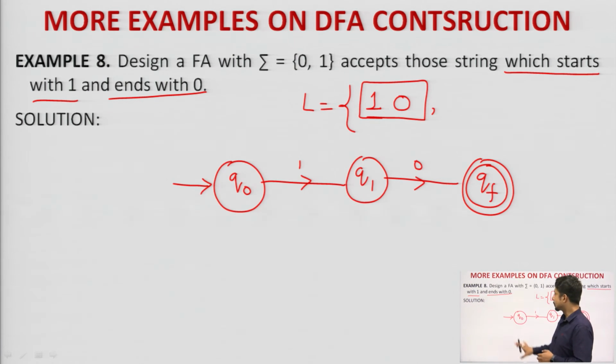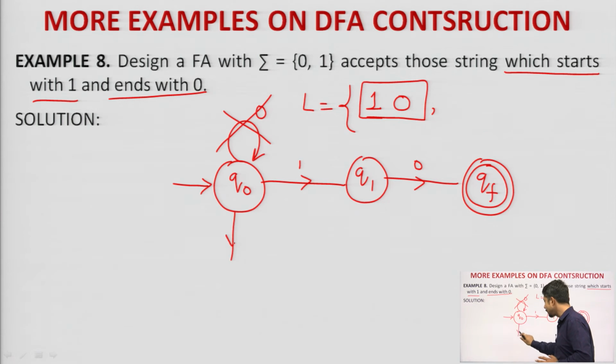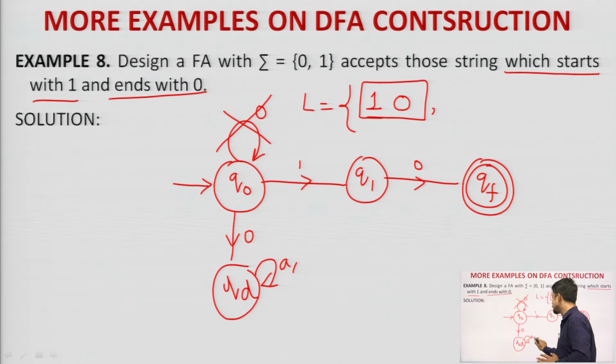Now, look into this concept: starting with 1 and ending with 0, it is done. Now, in between it can be anything. So, let us first check whether the DFA restrictions are being met or not. From state q0, if I take a self loop on 0, will it be accepted? No, it will not be accepted. Why? Because we cannot start with 0, it should always start with 1. So, in that scenario I have to use a dead state for this. So, if I use a dead state, then the q0 state is done.